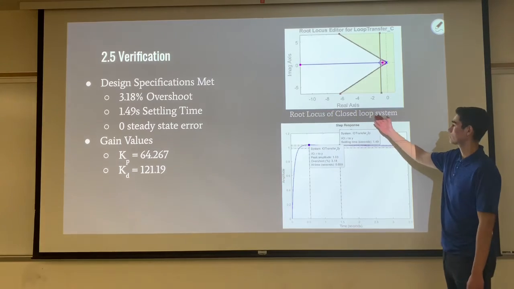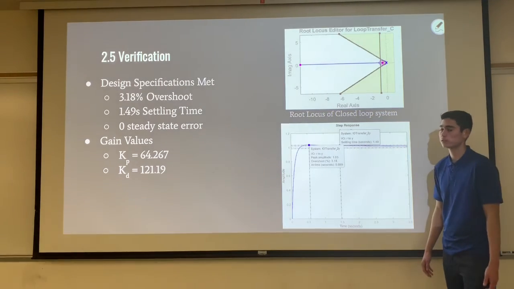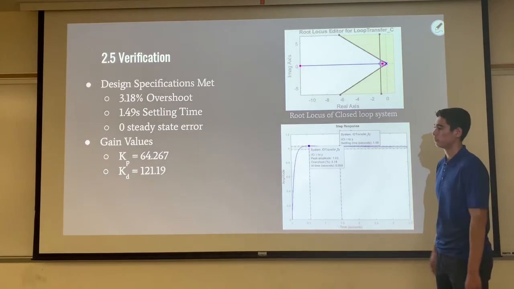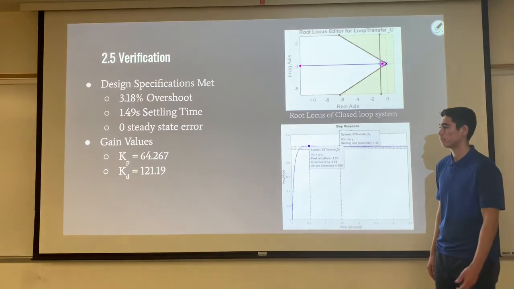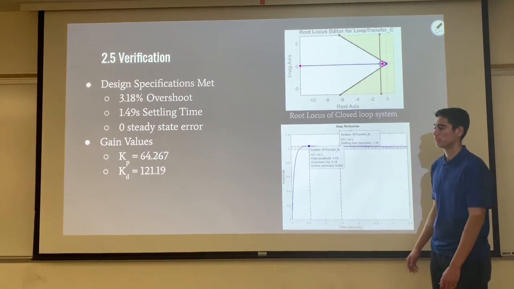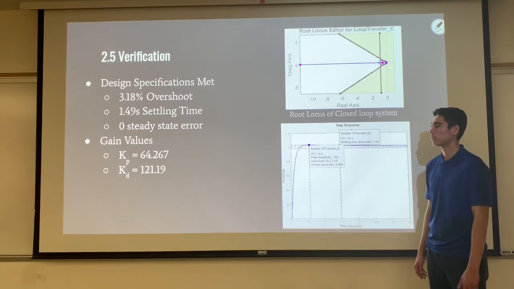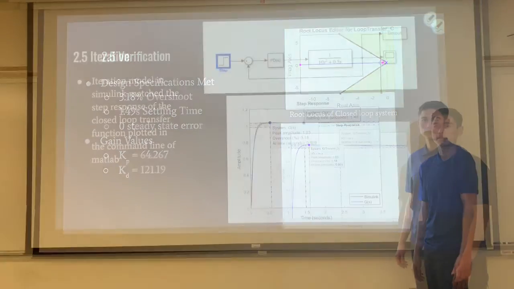Using this root locus closed loop system, we also saw that our system was stable as the only pole lied within the region that it was supposed to lie within. Our gain values were calculated to be 64.267 for Kp and 121.19 for Kd, which were greater than the values stated previously, therefore those were also valid.